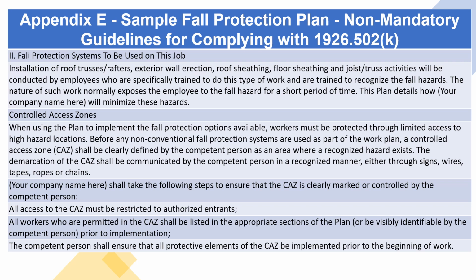Controlled access zones. When using the plan to implement the fall protection options available, workers must be protected through limited access to high-hazard locations. Before any non-conventional fall protection systems are used as part of the work plan, a controlled access zone, CAZ, shall be clearly defined by the competent person as an area where a recognized hazard exists. The demarcation of the CAZ shall be communicated by the competent person in a recognized manner, either through signs, wires, tapes, ropes or chains. Your company name here shall take the following steps to ensure that the CAZ is clearly marked or controlled by the competent person.